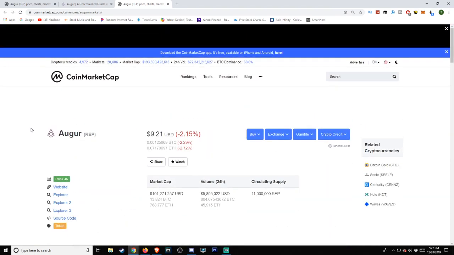So if you guys have any thoughts or opinions on Augur, feel free to leave them in the comments down below. I'm sure many people here are curious whether you think the price action is going to move up or down. Do you think that this is just going to fall to the wayside? Let us know all your thoughts and opinions.